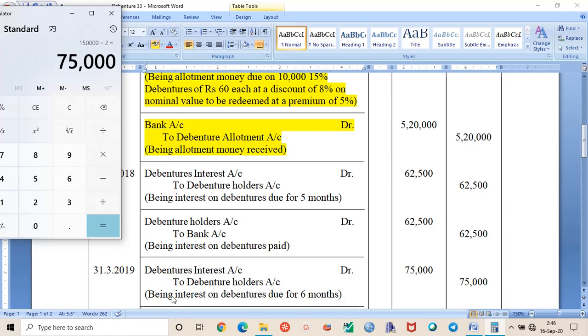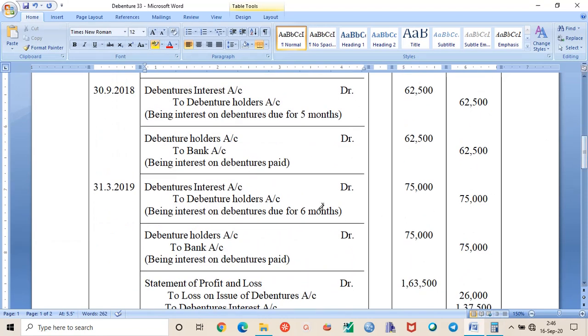For the remaining 6 months, that is from October to March. October, November, December, January, February, March. For 6 months you are paying the interest.